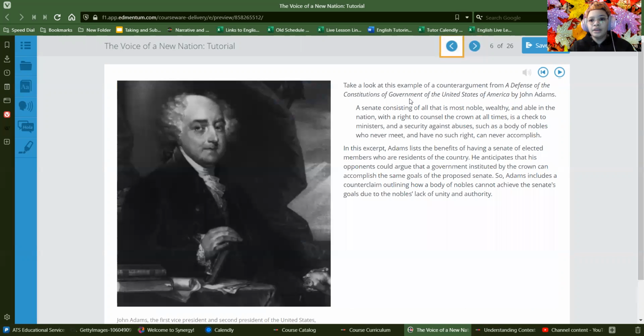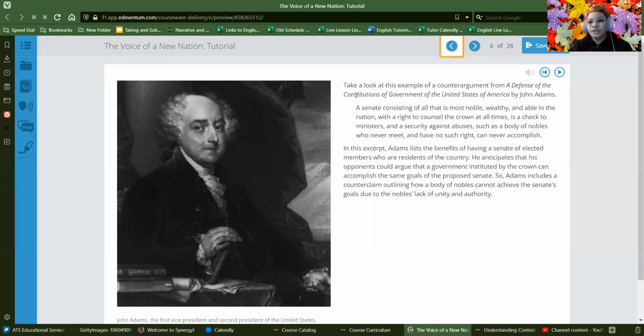Okay, so I'll give you an example of a counter argument here from A Defence of the Constitutions of Government of the United States of America. This is by John Adams, and he says, "A Senate consisting of all that is most noble, wealthy, and able in the nation, with a right to counsel the crown at all times, is a check to the ministers and security against abuses, such as a body of nobles who never meet and have no such right can never accomplish." So he lists the benefits of having a Senate of elected members.